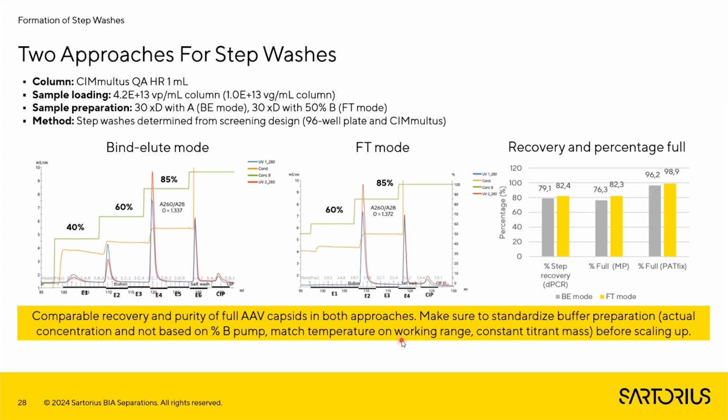Also match the temperature when preparing the buffers to the working range that you will be using in your manufacturing runs, because the majority of runs with anion exchangers use temperature-sensitive buffering systems like TRIS or BTP. So definitely take this into account: you have to temper your buffer prep to the temperature at which you will be running your process. The constant titrant mass also has to be taken into account. So do not prepare your buffers on a volumetric scale, but on a mass scale, so that you always have the same amount of titrant in there.